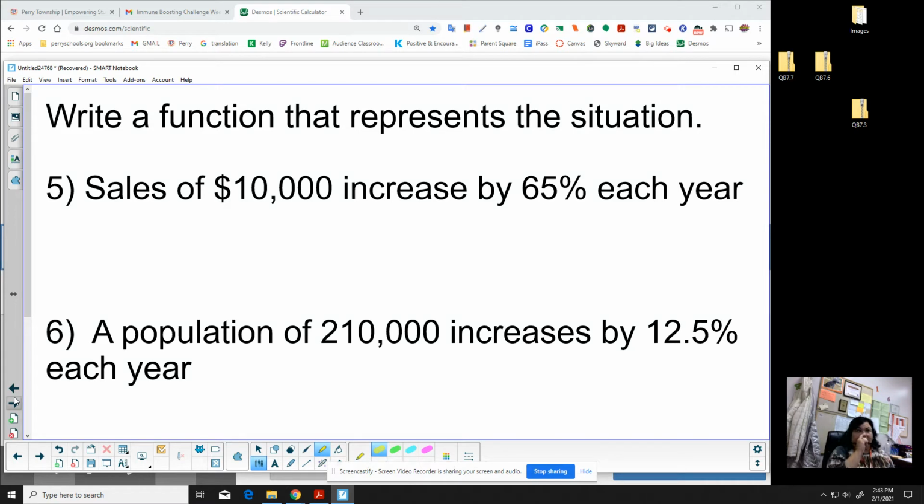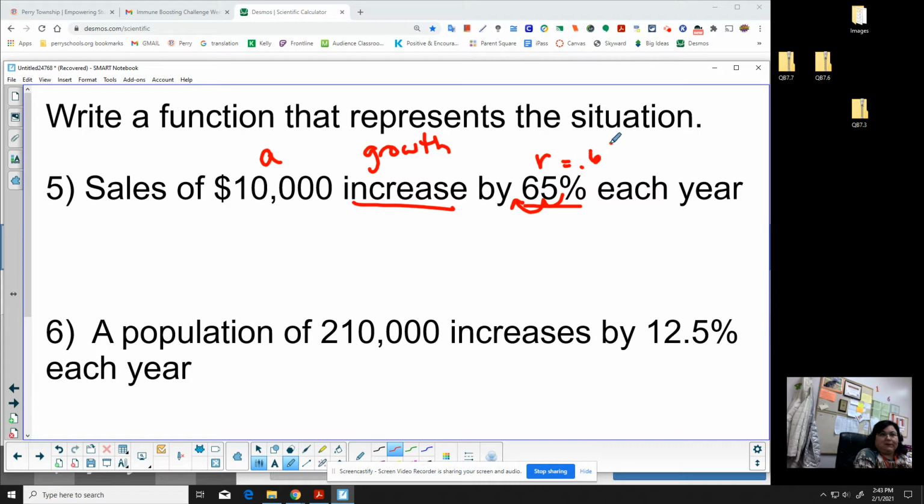All right, so write the function that represents the situation. It said sales of $10,000 increased by 65% each year. So this is my initial amount, A. Increases implies growth. And 65% is my rate. I need to change it to a decimal, so I'm going to move the decimal 2 places forward. So my rate's going to be 0.65.